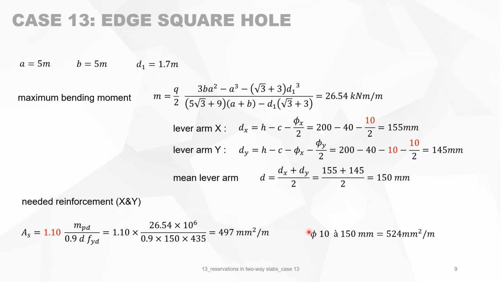Using diameter 10, so diameter 10 every 150 millimeters, X and Y direction, top and bottom will be okay. Of course, you can also choose another diameter instead of 10. So if we use diameter 12, then we need 504 square millimeters, and diameter 12, 5 per meter will then be enough.